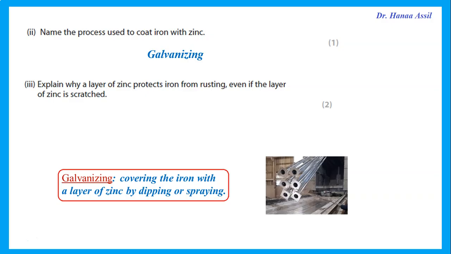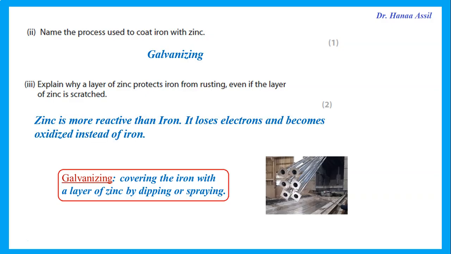Now explain why a layer of zinc protects the iron from rusting even if the layer of zinc is scratched. So if we do galvanizing and a part of the zinc is scratched, still no rusting happens. Remember that zinc is more reactive than iron, so it loses electrons and becomes oxidized instead of the iron, or in preference to the iron.